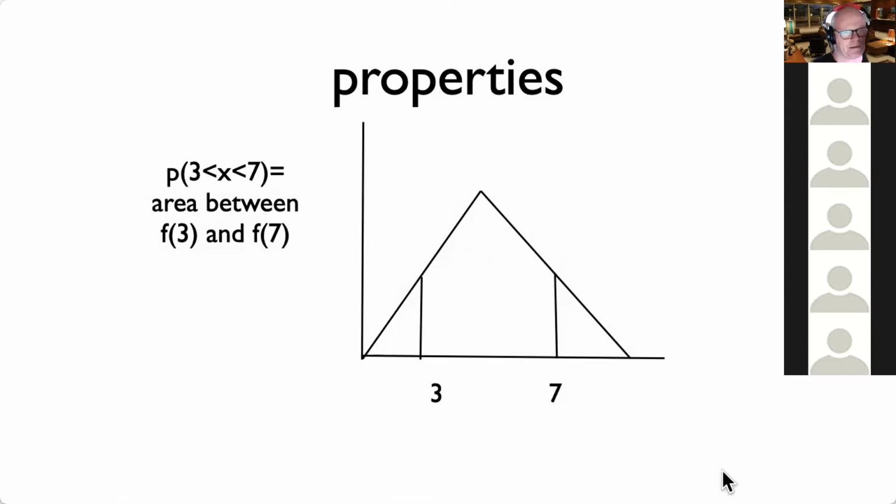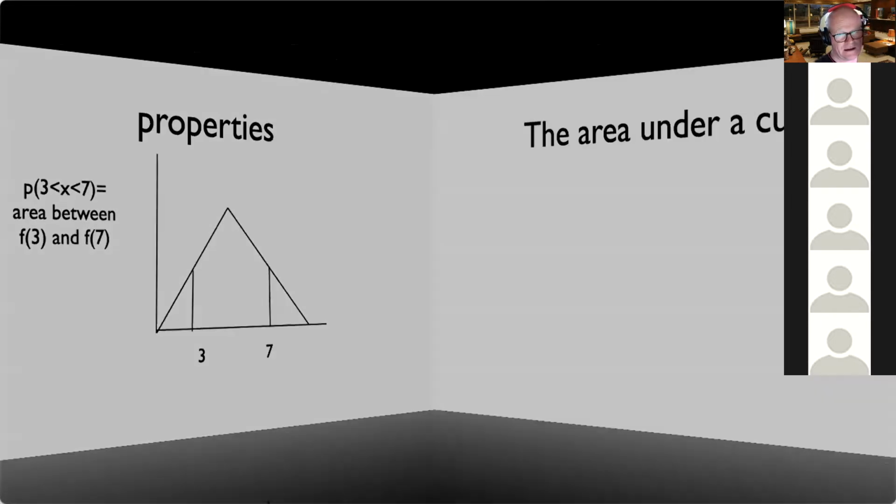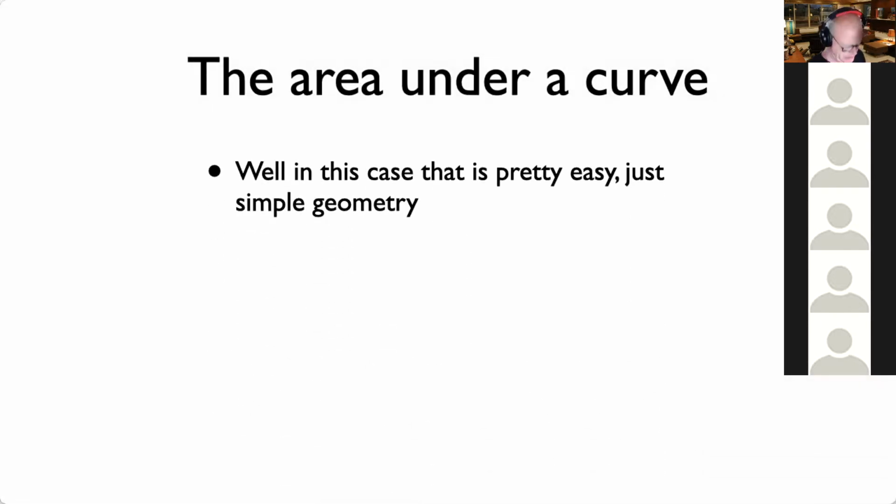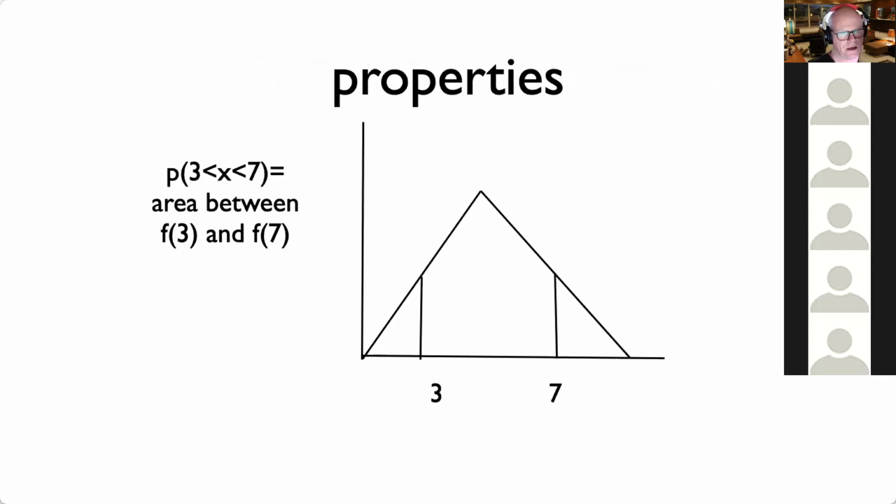Well, how are we going to find this probability? The probability of getting a score between 3 and 7? Well, there's actually a pretty clear way to do this in this case. You're finding the area under the curve. In this case, it's actually pretty simple. I should go back, actually. We have a rectangle, and then we have a triangle.